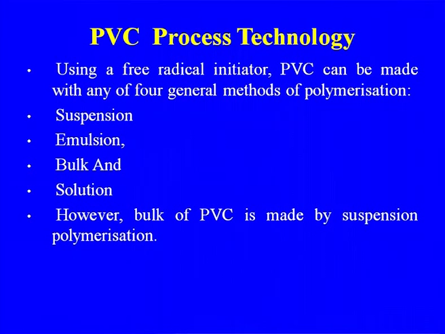So, what are the process technologies that are available? Although suspension polymerization is very common, using a free radical initiator PVC can be made with any of the four general methods of polymerization: suspension, emulsion, bulk, and solution polymerization. However, bulk of the PVC is made by suspension polymerization. All four methods can be used, but most of the PVC is made by the suspension polymerization.